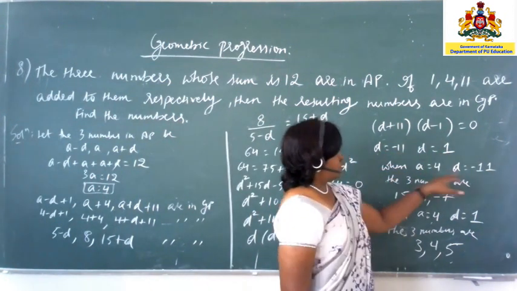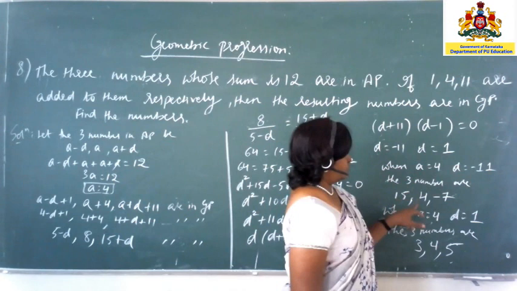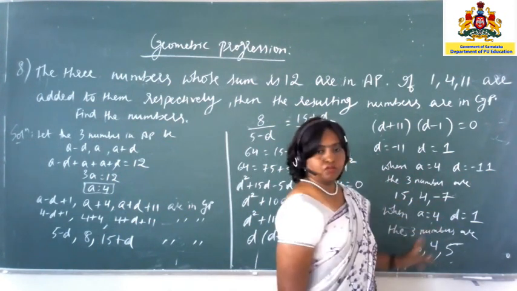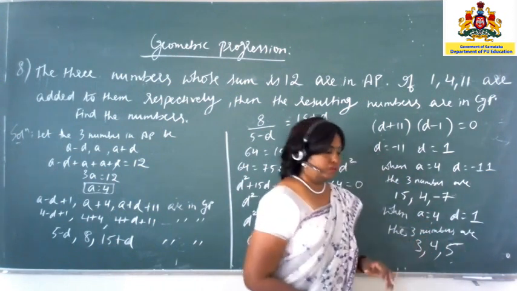So when D is equal to minus 11, with A equal to 4, the three numbers are 15, 4, minus 7. When A is equal to 4, D is equal to 1, the three numbers are 3, 4, 5. Yes, make a note.